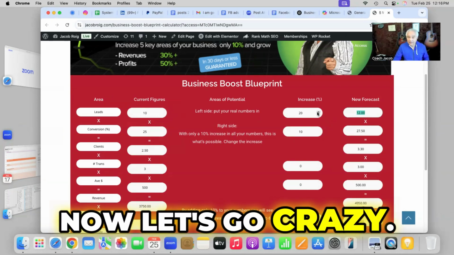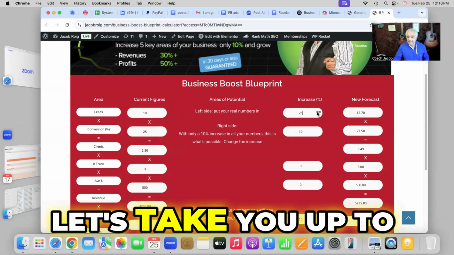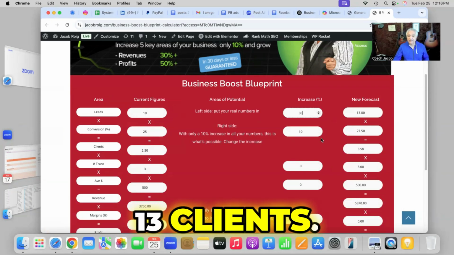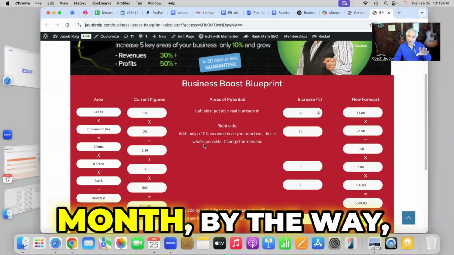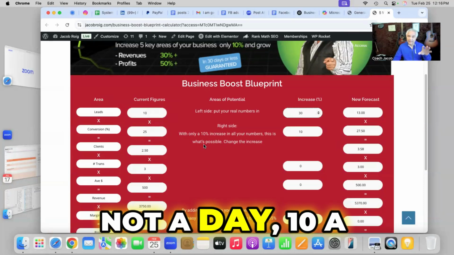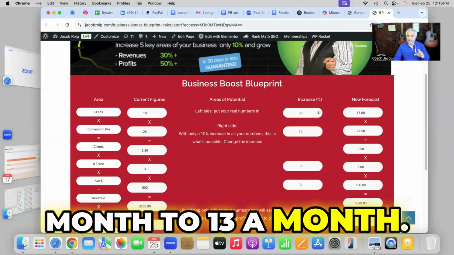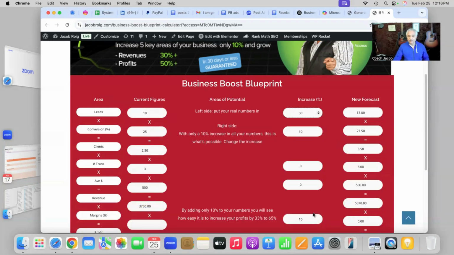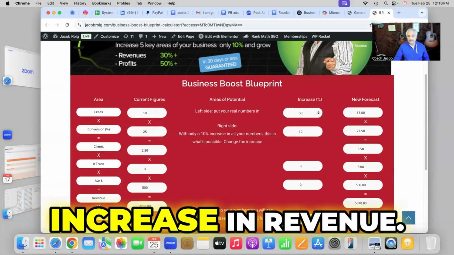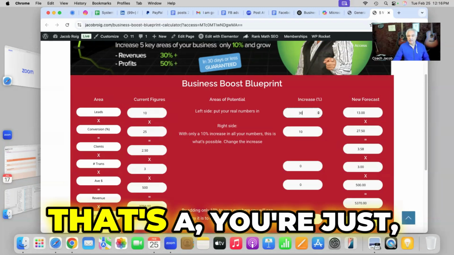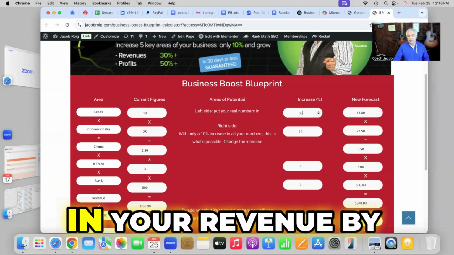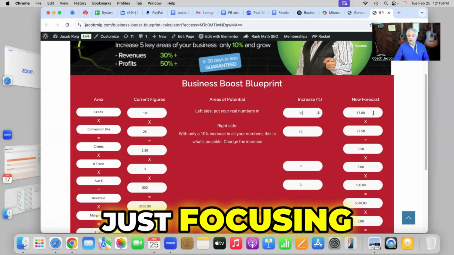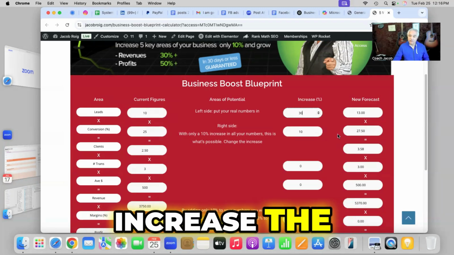Now let's go crazy, right? Let's take you up to 13 clients. That's a 30% increase. It's going from 10 a month, by the way, not a week, not a day, 10 a month to 13 a month. Look at what happens to the revenue. That's an $1,800 increase in revenue. That's 50% increase in your revenue by just focusing on your leads. I didn't even increase the conversion rate.